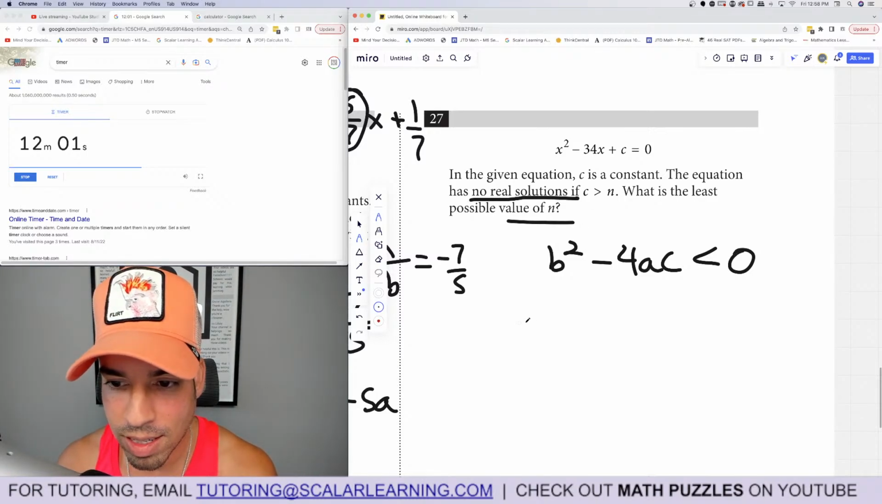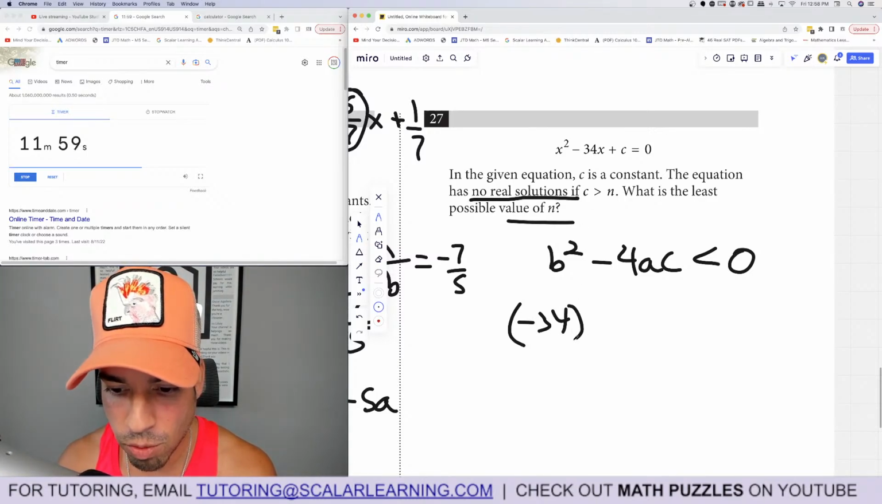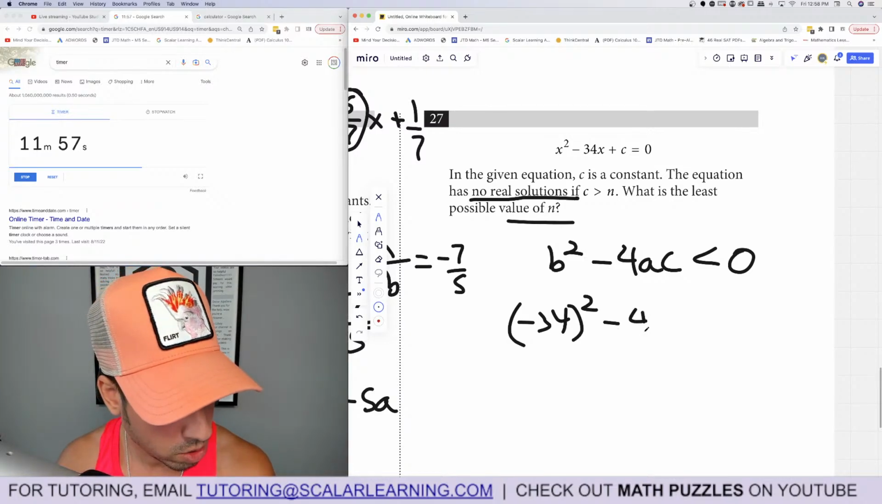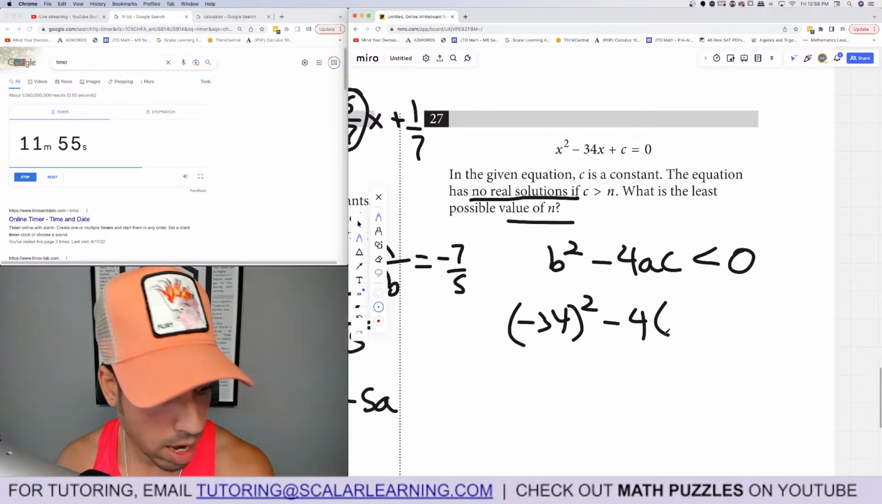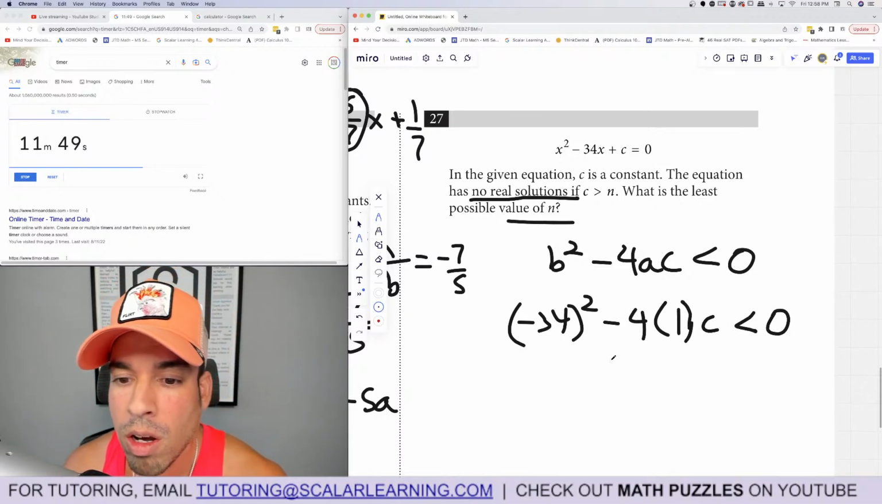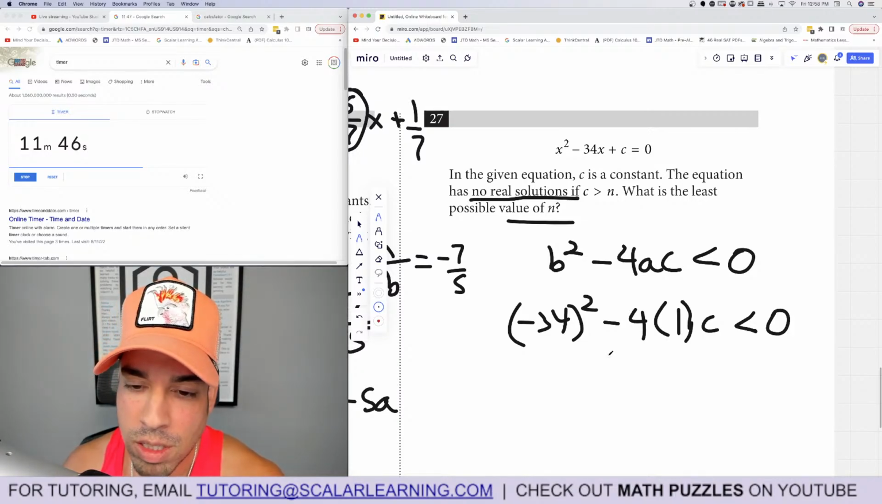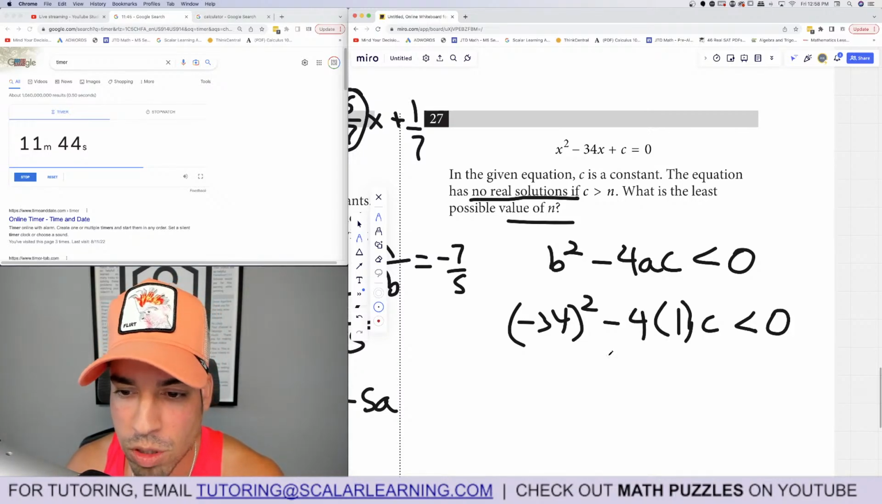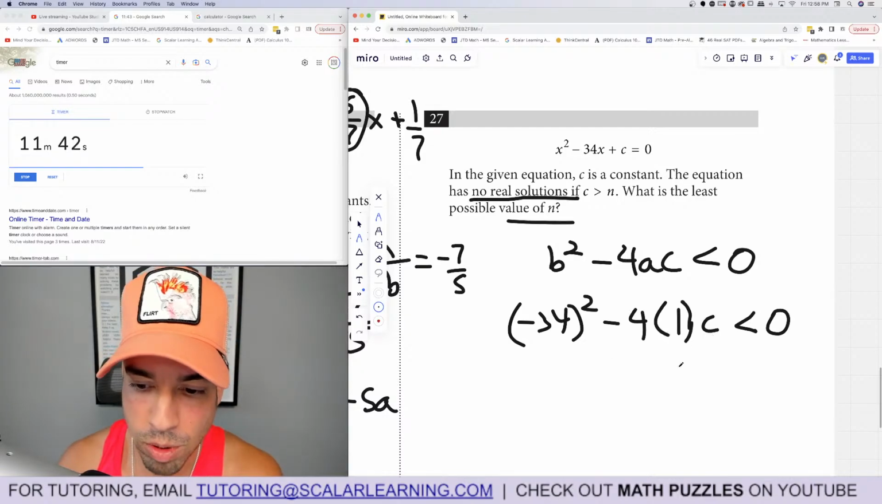What is b? b is negative 34. So negative 34 squared minus 4a, which is 1, and c, has to be less than 0. So the equation has no real solutions if c is greater than n. Got it. So we're going to just solve.